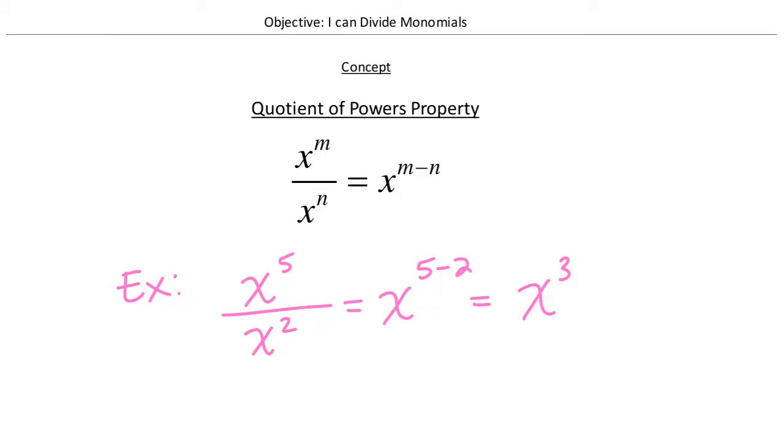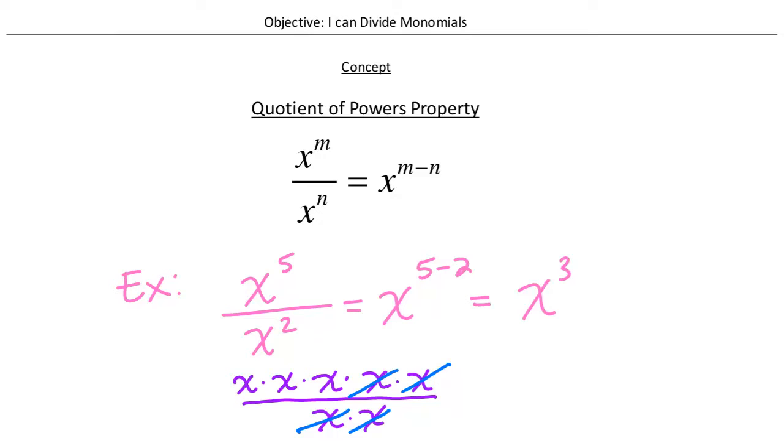Another way you can think of it: x to the 5th would be 5 x's, so this would be 1, 2, 3, 4, and 5, over an x squared, which means you have 2 x's. And you can cancel out from the denominator. So I have 1 x in the denominator, I can cancel it with 1 x from the numerator. 1 x from the denominator, I can cancel out 1 from the numerator. And then that's going to end up leaving me with 3 x's. So that's x to the 3rd power. Okay?